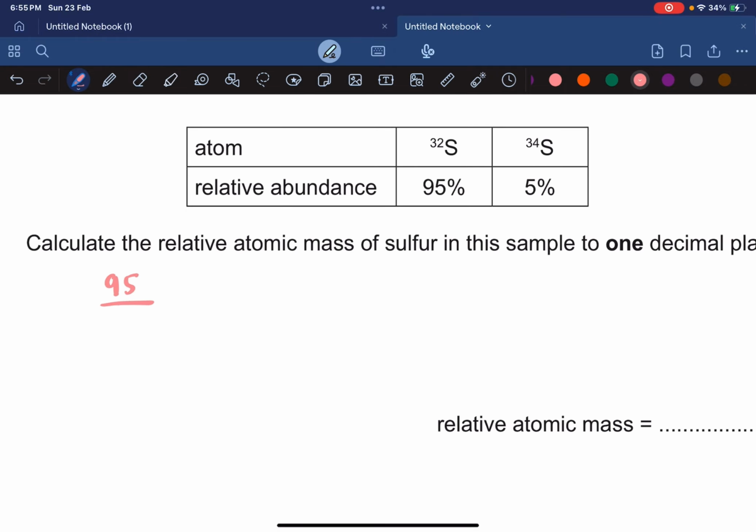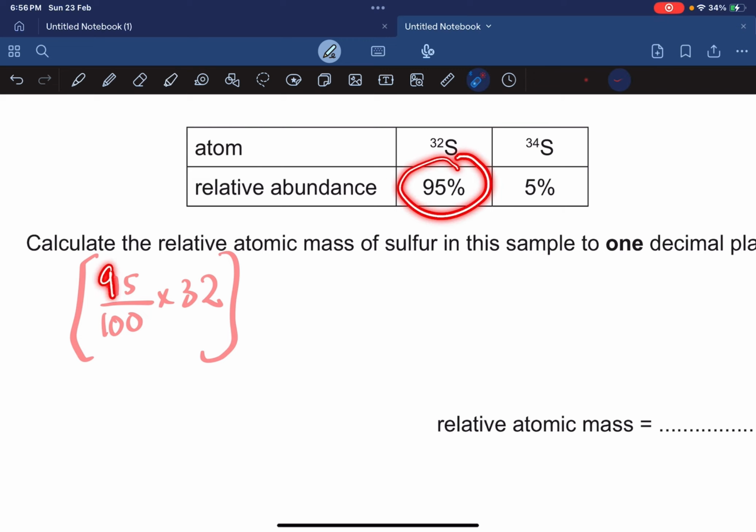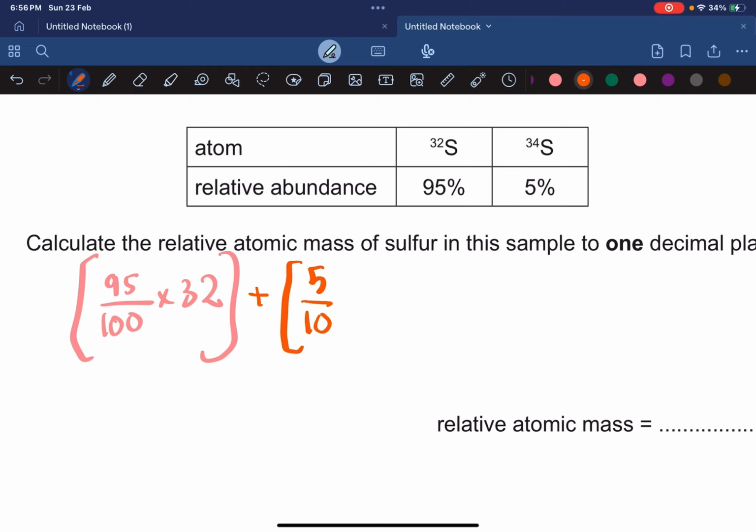95 over 100 into 32. That is, first you take its percentage, write it on the top, over 100, into its mass number, which is 32. For the second one as well, I'm going to follow the same. The second one is 5% over 100 into its mass number, which is 34. Put it onto your calculators.